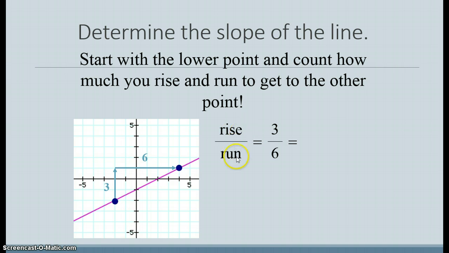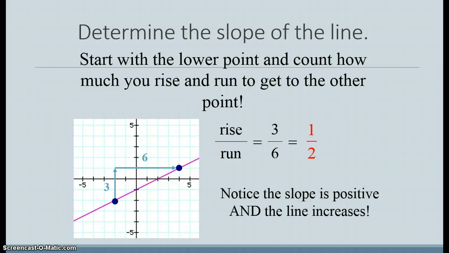Remember, the rise is always over the run, so 3 over 6 is 1.5, right? So that's the result of my slope. That's when I find my slope. And I'm sorry, this slope is positive because you're climbing it. You're going up from left to right, remember, and the line keeps increasing.